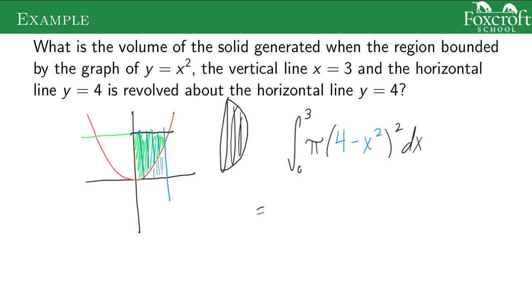And just to get an idea of what the answer is going to be, let's type this in a calculator. 0 to 3 pi times 4 minus x squared dx, and we get 77.28. So that's the volume of this solid. But again, just thinking about it, where does your integral start and stop? And what is the radius? Think about the radius in relation to where you're rotating.